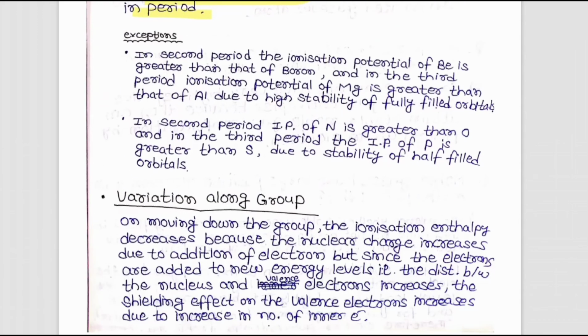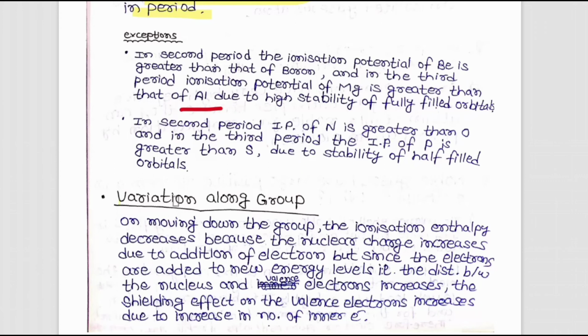Now, the exceptions are: in the second period, the ionization potential of beryllium is greater than that of boron, and in the third period, the ionization potential of magnesium is greater than that of aluminium. This is due to the high stability of fully filled orbitals.